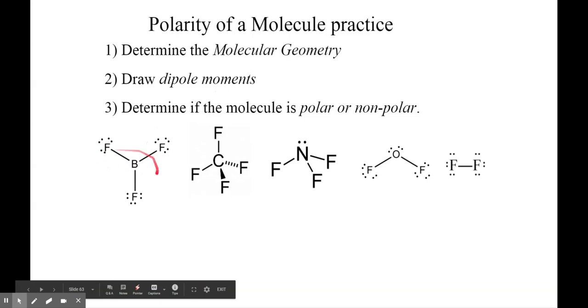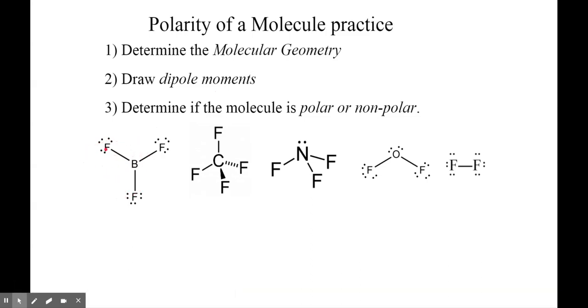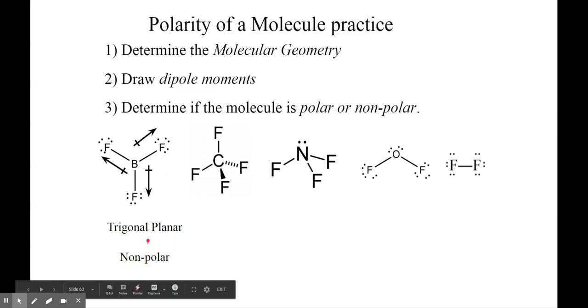If we look at BF3, what you need to know is that there are 3 polar bonds, because fluorine is more electronegative than boron, and its shape is trigonal planar. There are 3 things, so anytime there are only 3 things attached, it's going to be trigonal something. And with 0 non-bonding pairs, there are no extra dots here, so it's planar, it's flat. Because these 3 all go out at the same exact angle, the 3 polar bonds cancel out. And so because it's trigonal planar, it's nonpolar.